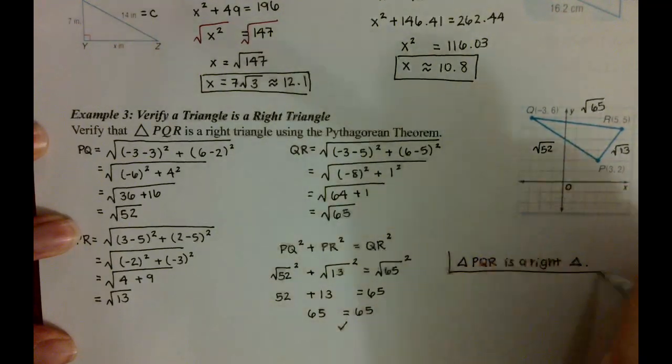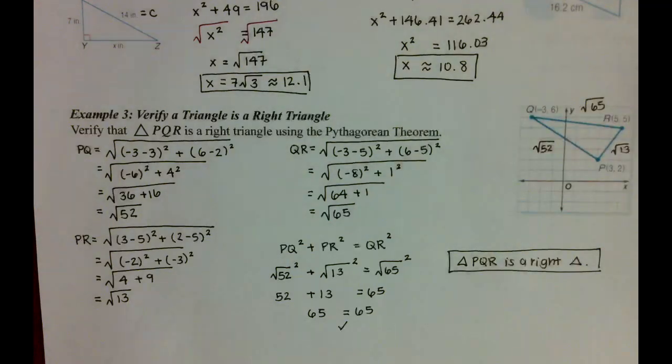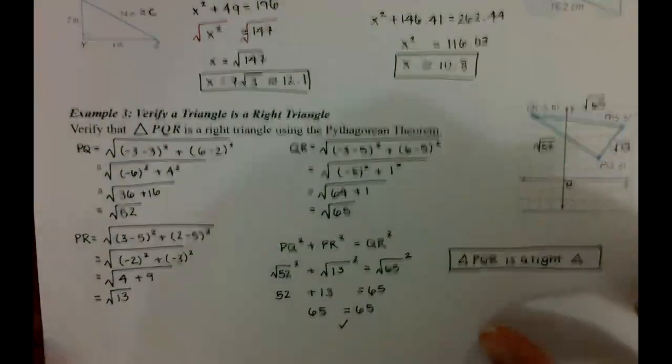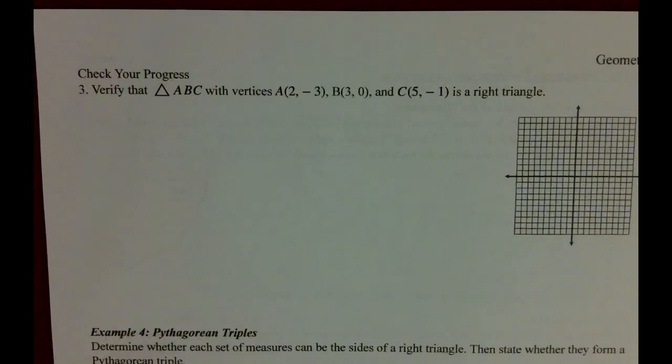Would it have been faster if we just did the whole perpendicular thing? Yes, it is. But here we're just practicing the Pythagorean theorem, and this is how it works when we're doing it on a coordinate plane. Okay. So why don't you try CYP3 on your own, and then once you're done, come check the answer.